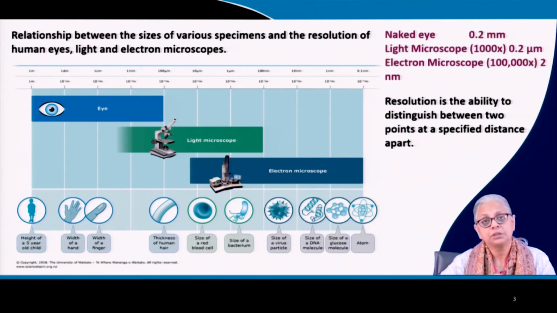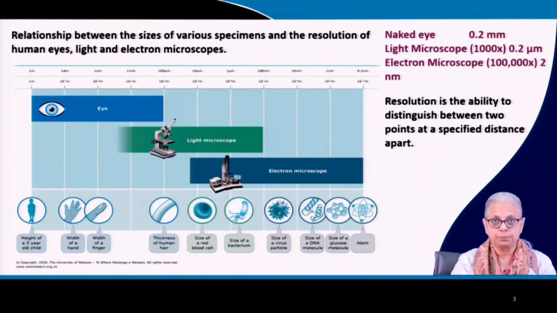Then we come to another issue related to microscopy, and that is resolution. Resolution is defined as the ability to distinguish 2 points that are some distance apart. Now, if I am looking at some object in the distance, it's sometimes not possible for me to say whether it's a single object or two different objects. When you get closer, you realize that what I thought was a single object is actually two objects. So resolution is the ability of our eye to distinguish between 2 points.